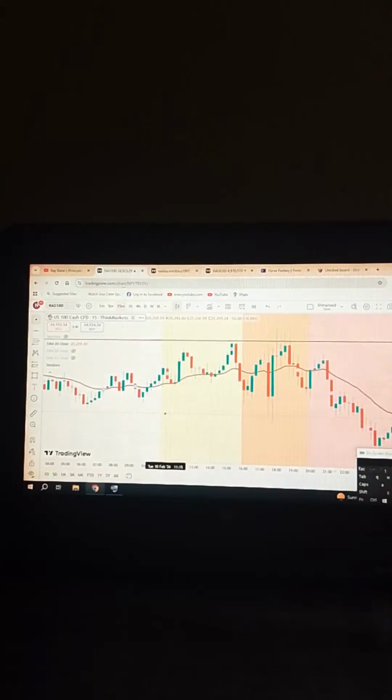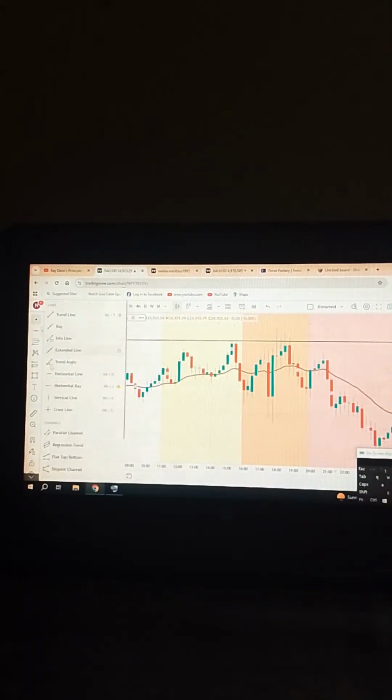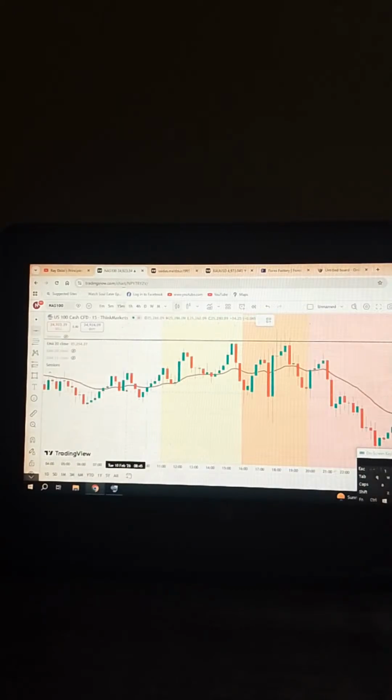So we need to mark the high. You can see I have marked my low of Asia, my low of London, and the high of London. See what happened. The first thing, guys, you need to wait for the liquidity to be taken. That's the most important thing: you need to wait for the liquidity to be taken out.